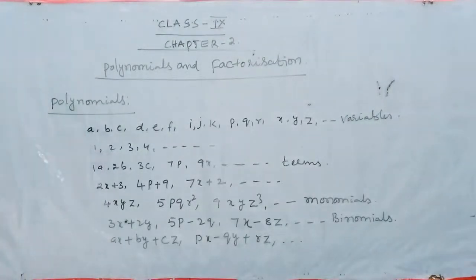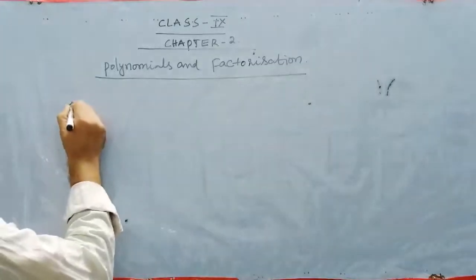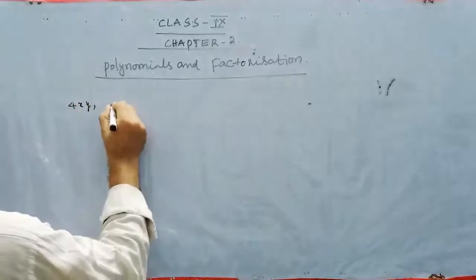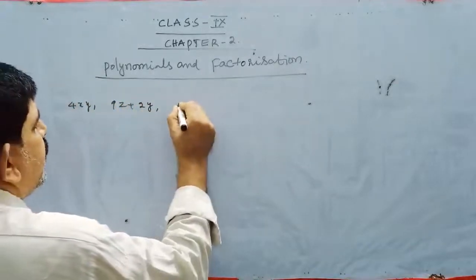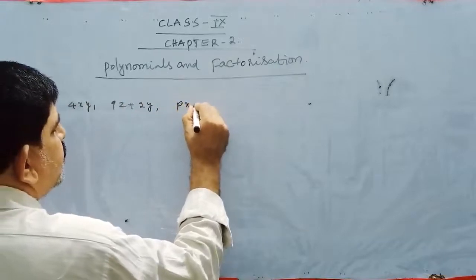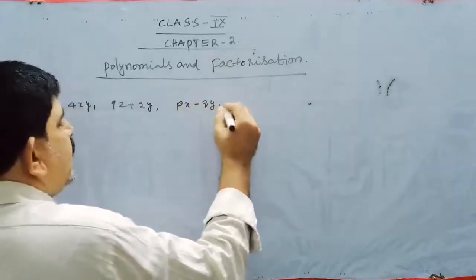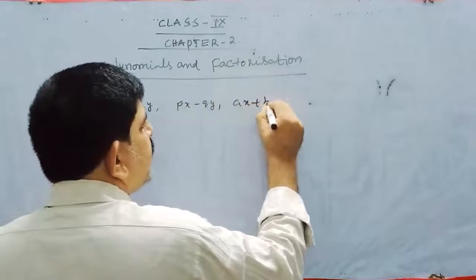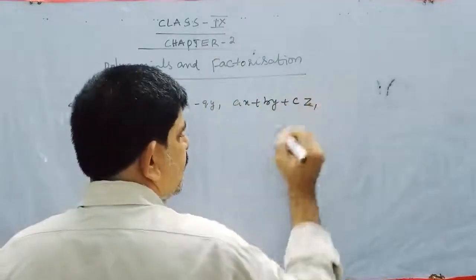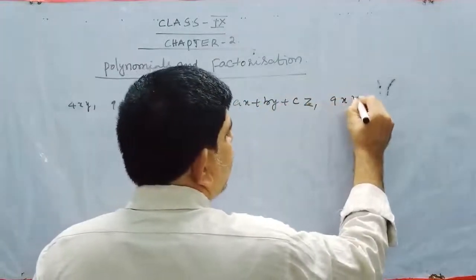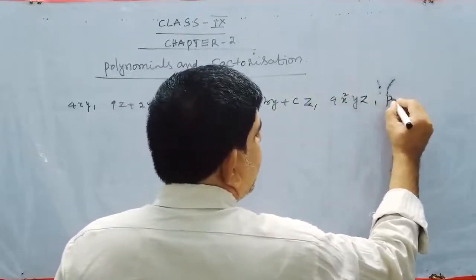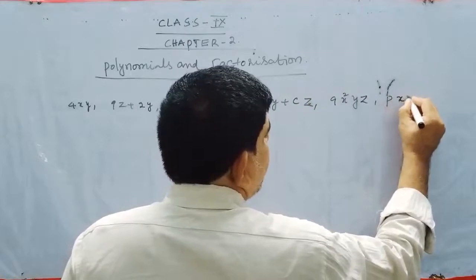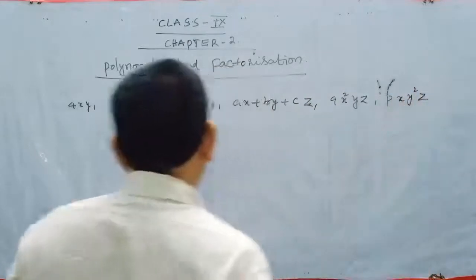Okay, suppose 4xy, 9z plus 2y, px minus qy, ax plus by plus cz, 9x square yz, p, x y square z. Okay, suppose these are the terms.